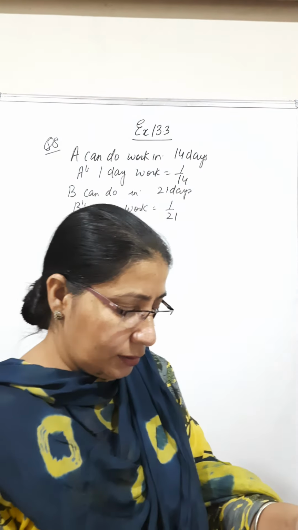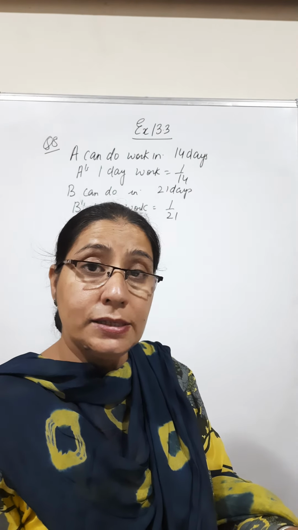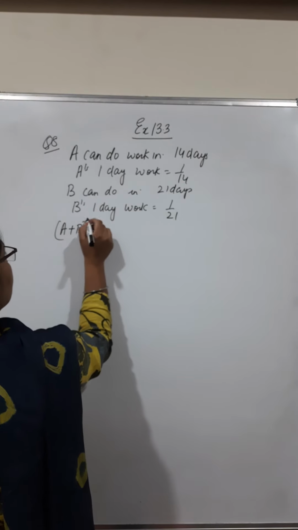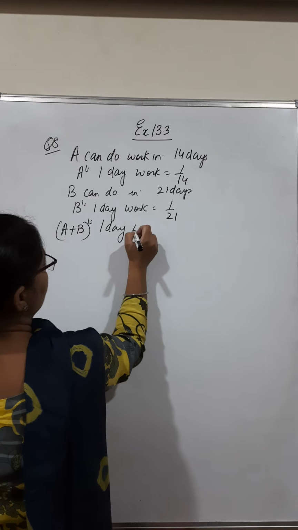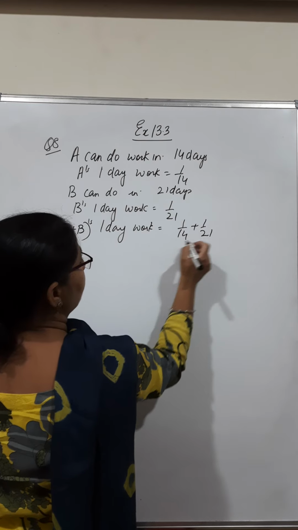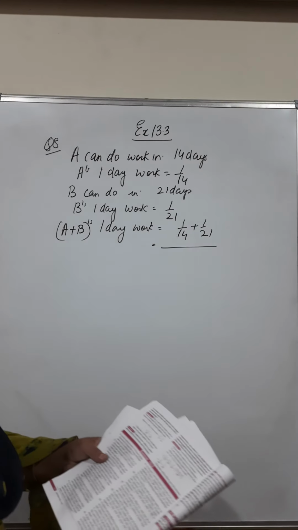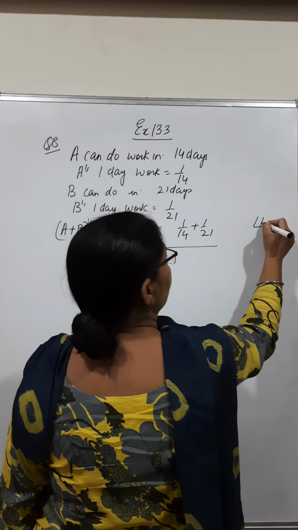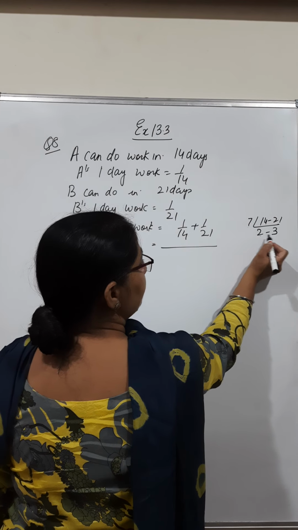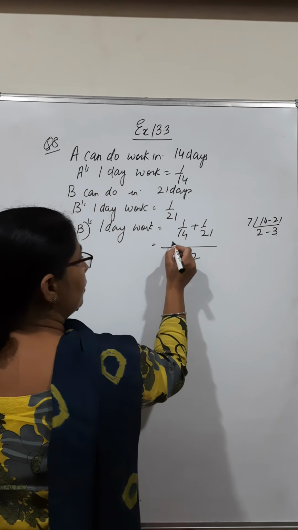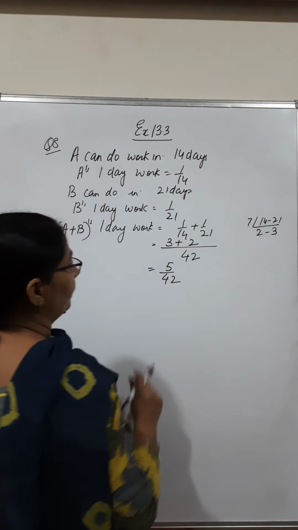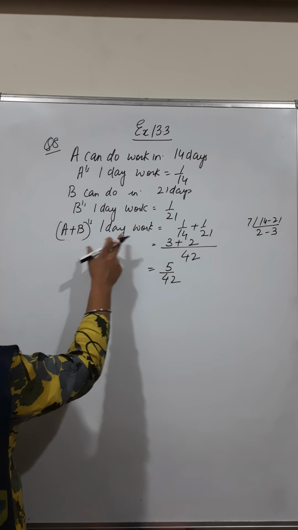They began together and work for 7 days. So first of all, A plus B's one day work will be equal to 1/14 plus 1/21. So let us take the LCM of 14 and 21. The table of 7, 7 2s are 14, 7 3s are 21. So 14 3s are 42, 21 2s are 42. This is 5 upon 42. Now what is this beta? This is A plus B's one day work.